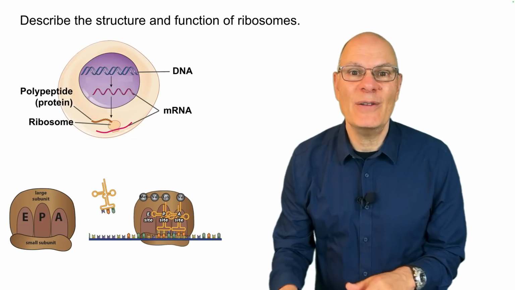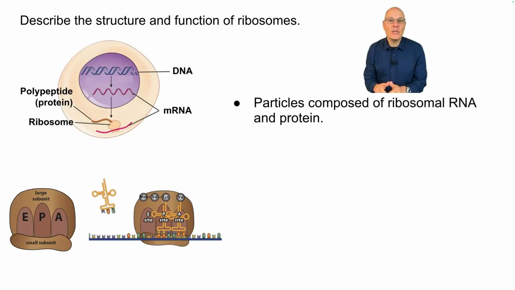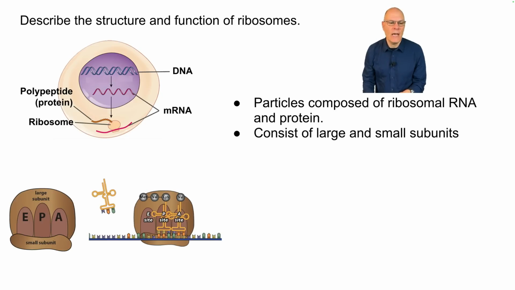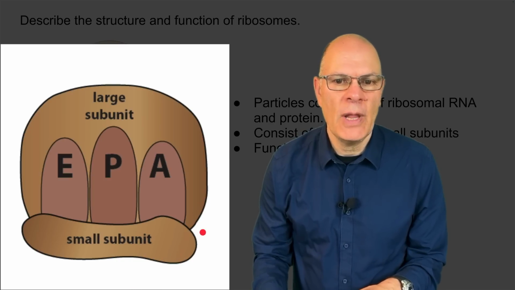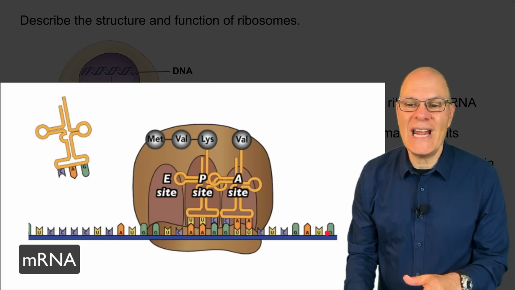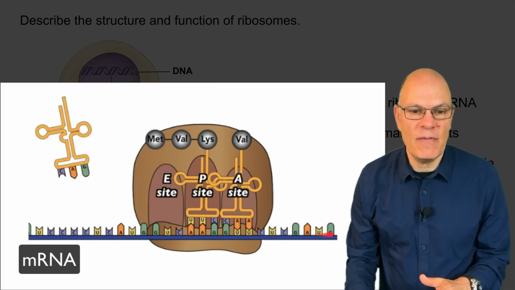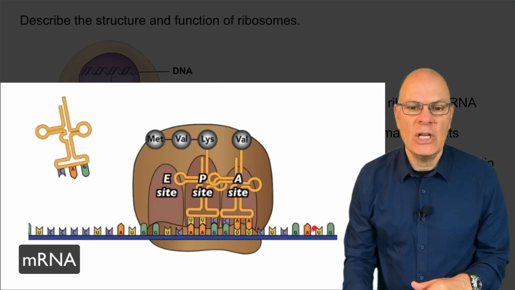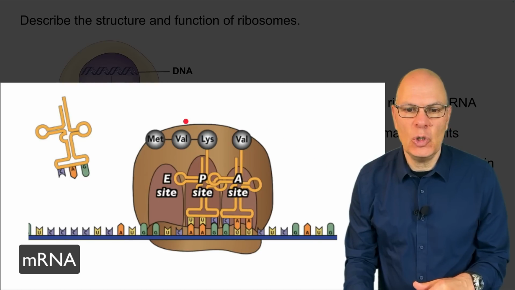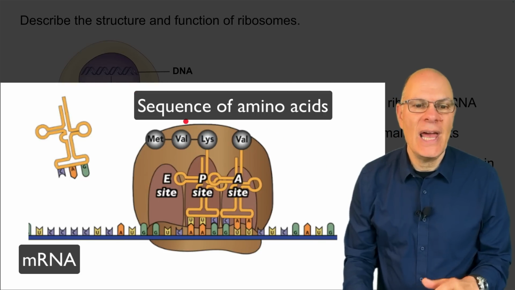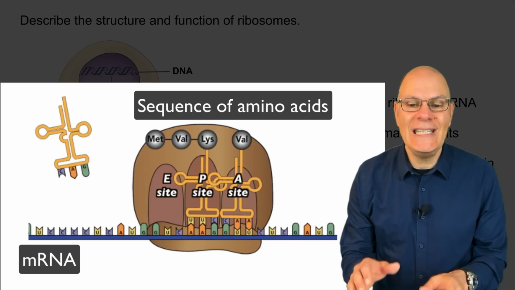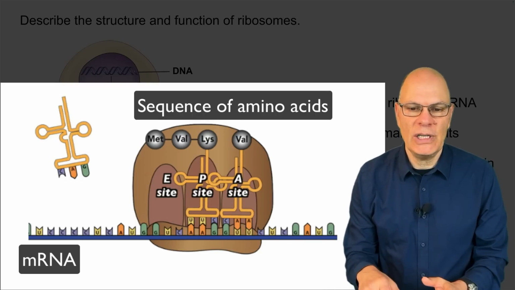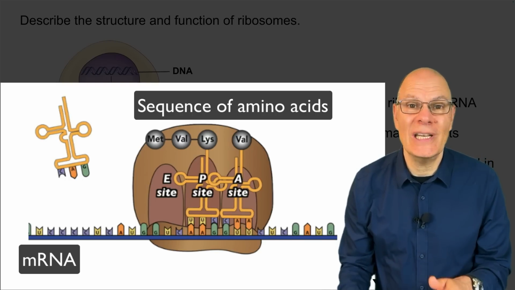Describe the structure and function of ribosomes. Ribosomes are particles composed of ribosomal RNA and protein. They consist of a large subunit and a small subunit. Their function is to read a genetic message encoded in a sequence of messenger RNA and to translate that message into a sequence of amino acids that make up the primary structure of a protein. The details of translation, protein synthesis will occur in Unit 6.